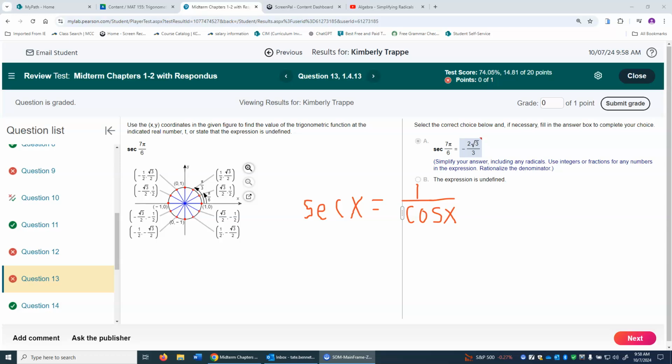So we want to look at 7 pi over 6. You are given the unit circle here, and right here, 7 pi over 6 would be this angle. I guess you need to recognize that. And if we're talking about cosine, the cosine of 7 pi over 6 on the unit circle is going to be the x coordinate, or x value I should say.